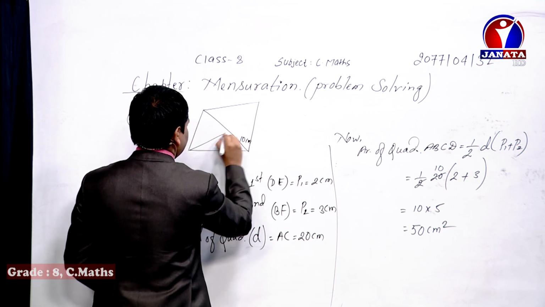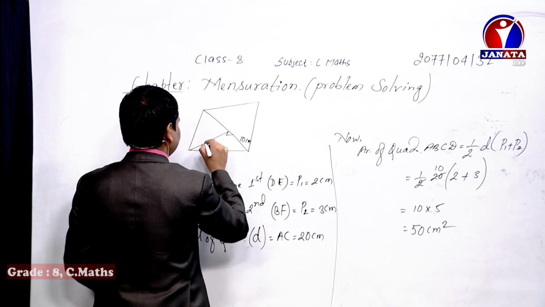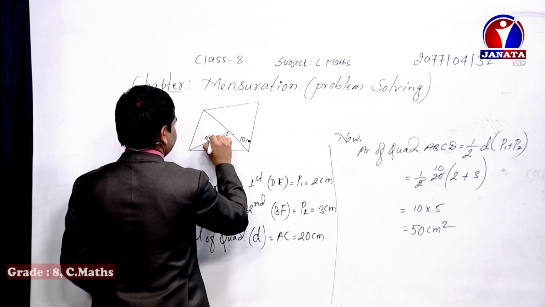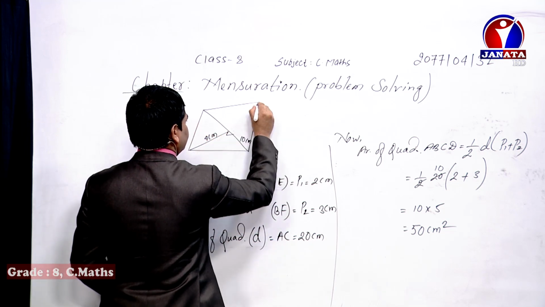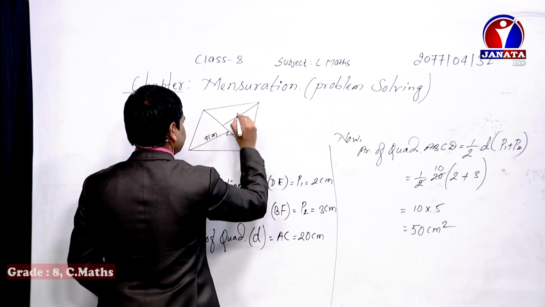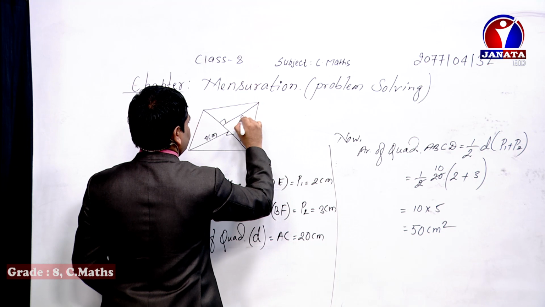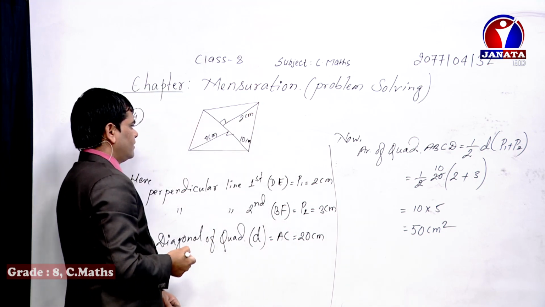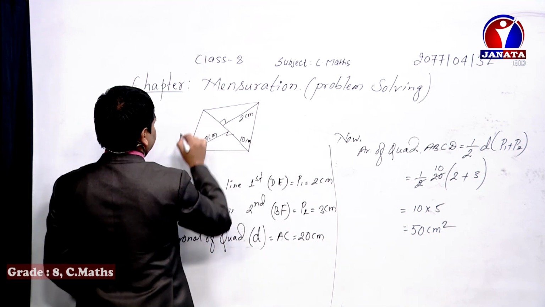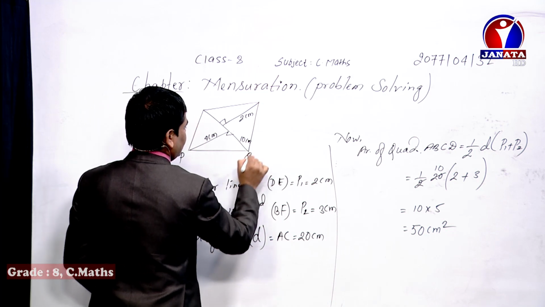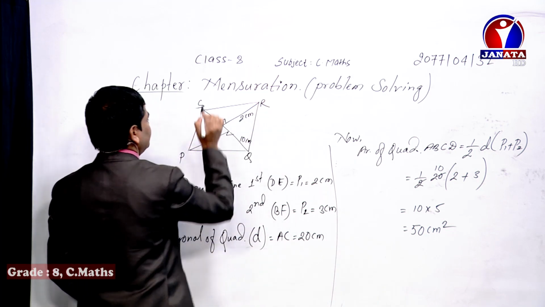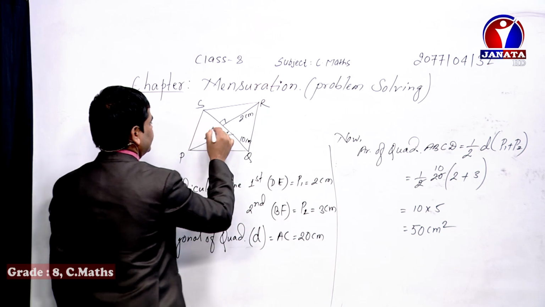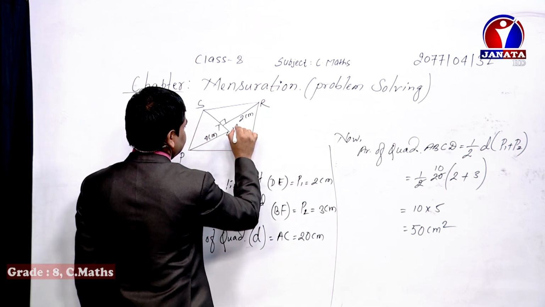and perpendicular line 1, for example, is given as 4 centimeter, and perpendicular line 2, which comes from the other vertex of the trapezium, is given as 2 centimeter. Now this is the quadrilateral having name PQRS, and let's keep here T and here U.